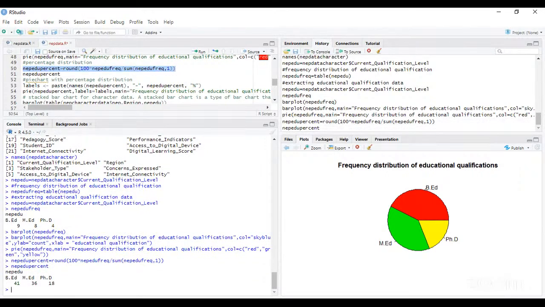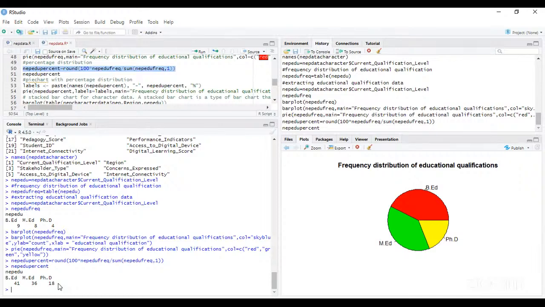Okay, so now I explain the code. 100 we have used to convert the proportion into percentage. NEP edu frequency, you know what is there in it. Then NEP edu frequency, comma 1. 1 means it will present the distribution with 1 decimal. Round is to round the result to 1 decimal. Round means make the number neat by cutting extra decimals, and 1 means keep only one number after the decimal point.